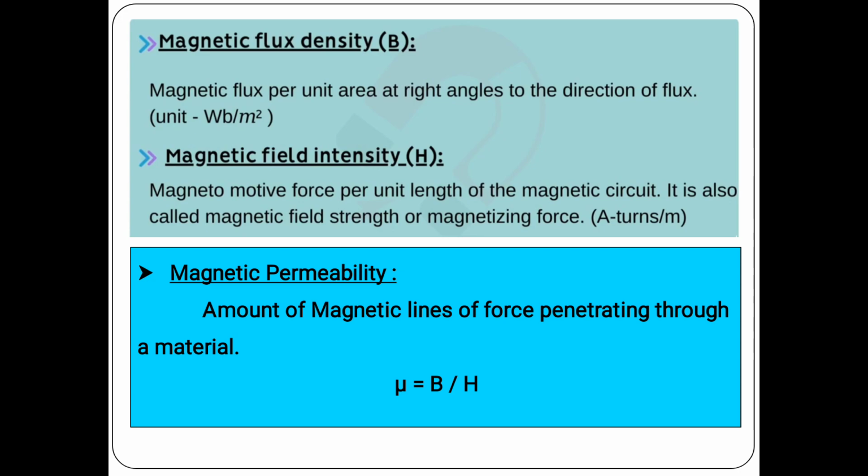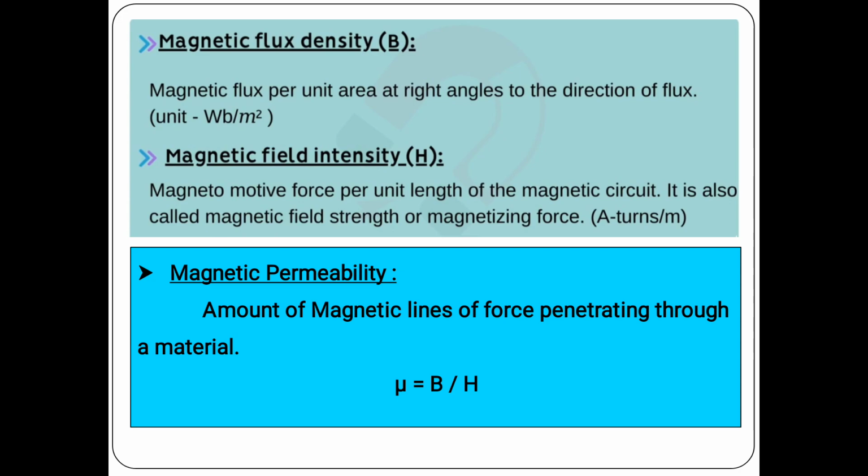Magnetic flux density. The magnetic flux per unit area at right angles to the direction of flux is called the magnetic flux density. The unit of magnetic flux density is Weber per meter squared.